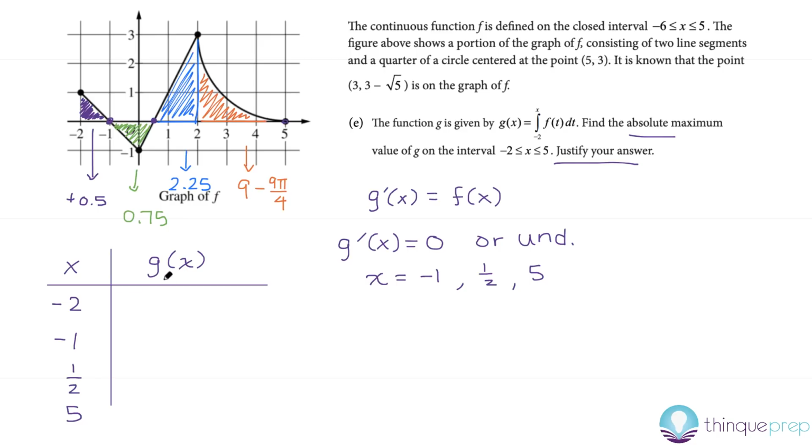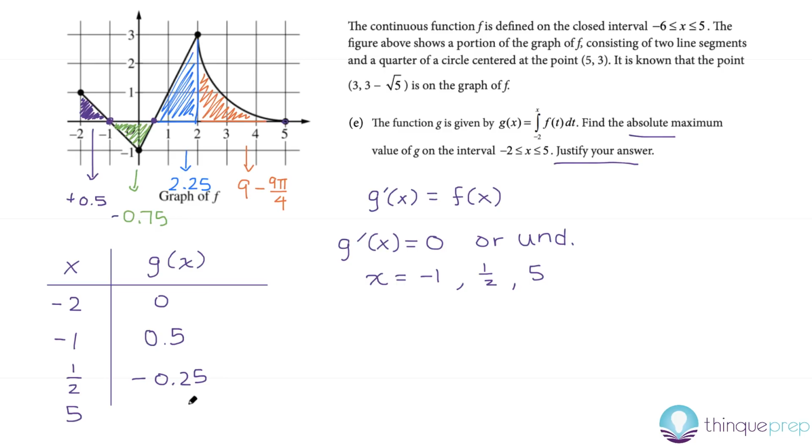Well, when we plug in -2 into g of x, we're just evaluating the area from -2 to -2, right? So that area is just 0. Now what's going to happen? If we're going to evaluate g of -1, that's saying we want to find the area from -2 to -1. We've done that over here, right? We did that for part A. So this answer is just 0.5. And now we need to do the total accumulated area from -2 to 1/2. So that's positive 0.5, this is a negative 0.75. So we have a net negative.